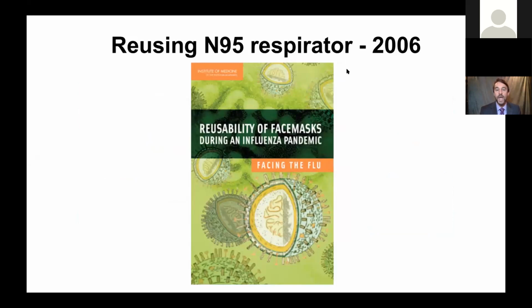This discussion we're having right now about reusability of face masks is not a new one. In my career, when I worked at CDC during the SARS outbreak, 2002, 2003, the reusing of N95 respirators has been a constant source of conversation and discussion. The Institute of Medicine, this is freely available on the internet, published in 2006 their guidelines on reusability of face masks during the influenza pandemic.